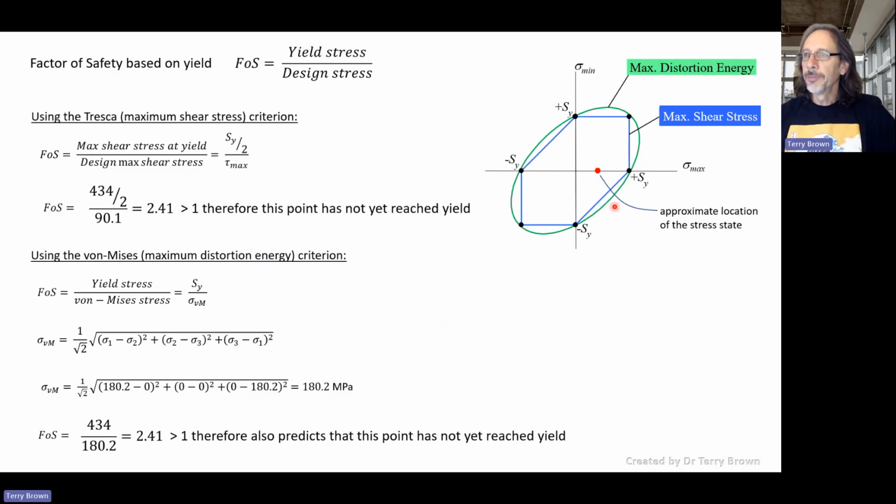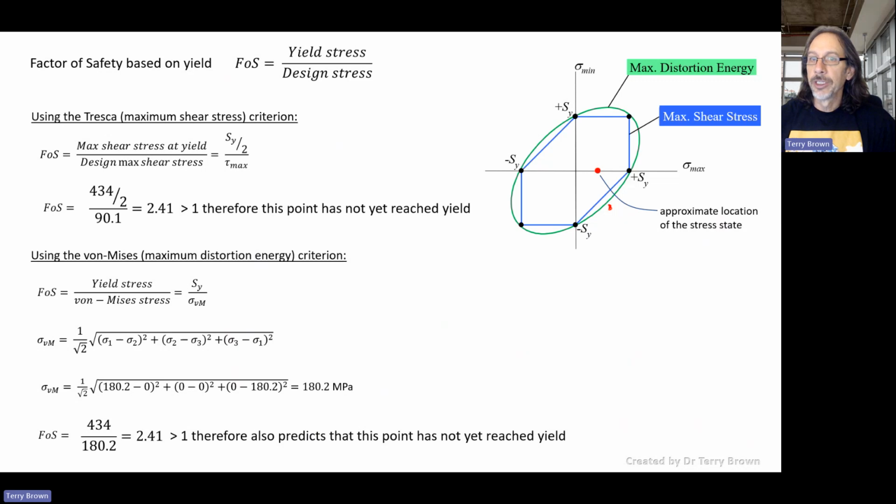What I just wanted to show you here is, if you have a state of stress that falls out here, so we have a maximum principal stress that's a little bit more than half the yield, let's say 0.6 times the yield stress, and a negative principal stress that's also about 0.6, 0.7 times the yield stress, we fall out here.